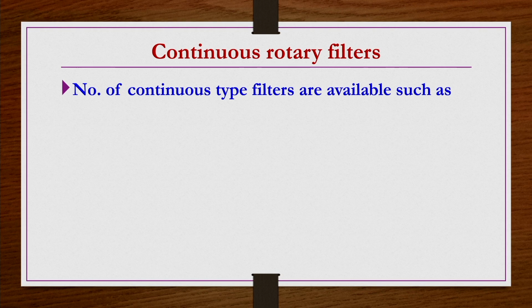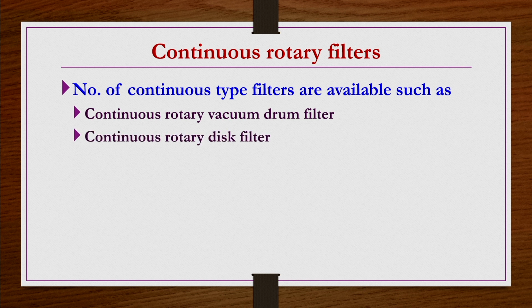So, let us see what continuous rotary filters are. There are a number of continuous type filters available, especially vacuum filters: continuous rotary vacuum drum filter, continuous rotary disc filter, continuous rotary horizontal filter. Okay, we will see each category.